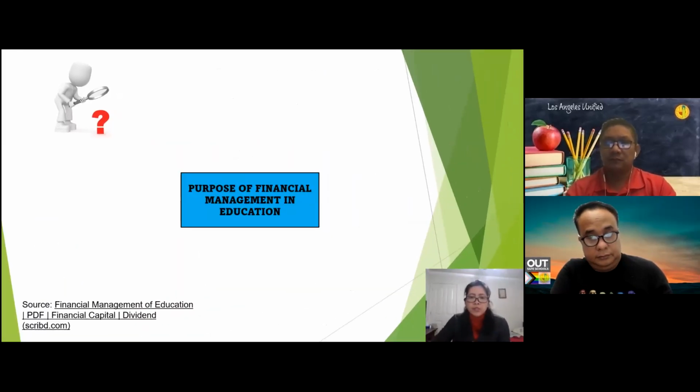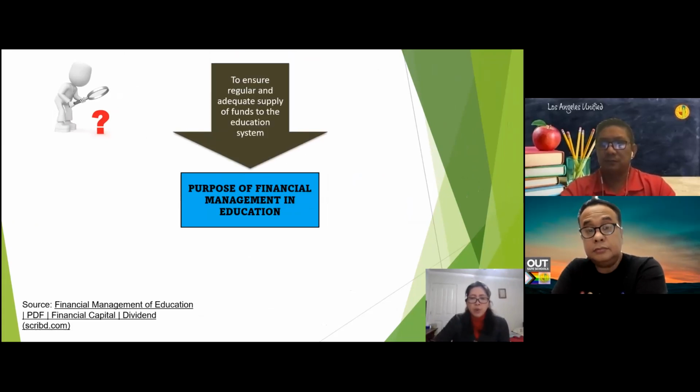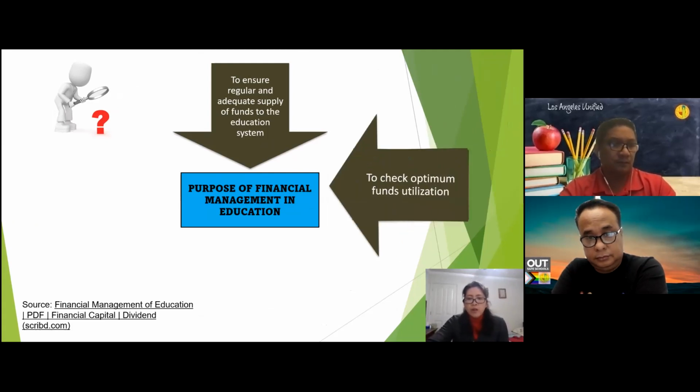Now let's take a look at the purpose of financial management in education. We know that it's really important, so we'll look at its purpose in education. Number one, to ensure regular and adequate supply of funds to the education system. Number two, to check optimum funds utilization.